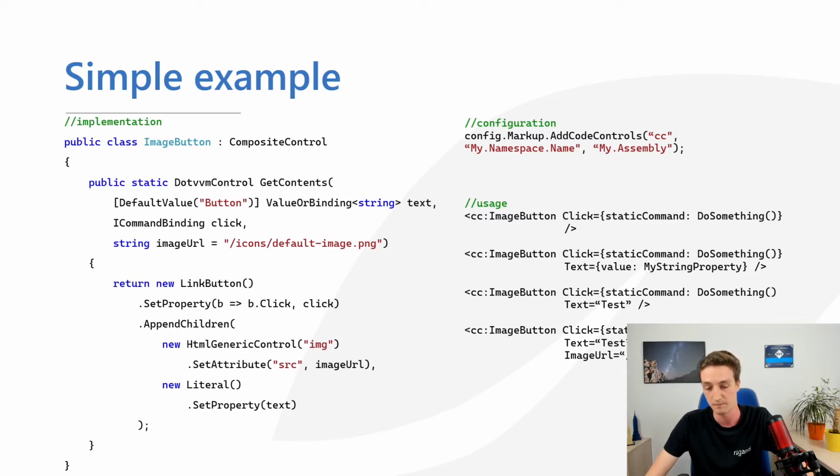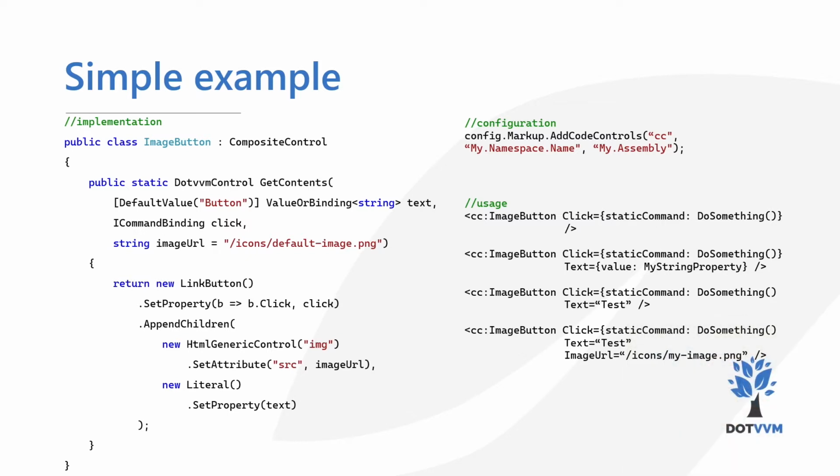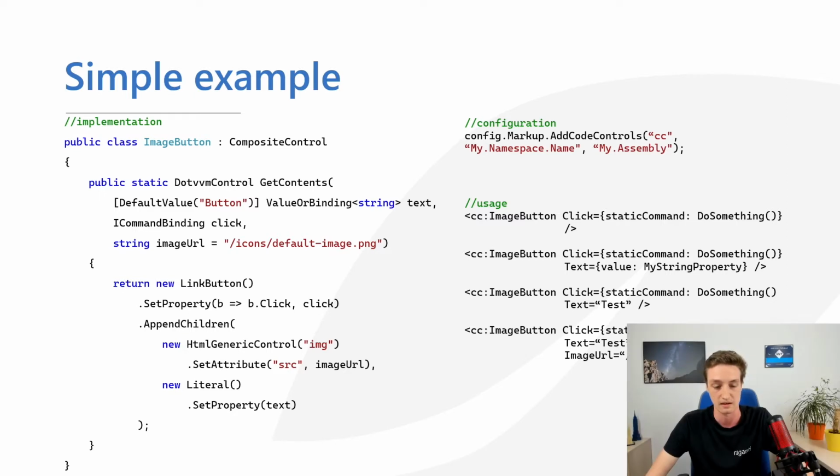This text property uses a special class, which was also introduced with composite controls. This special generic class, value or binding, basically says that this text property can handle either a static value, as you can see on the right side in this usage, a simple static string test, or it can also take a binding. So I can bind my string property from the view model to this text property.